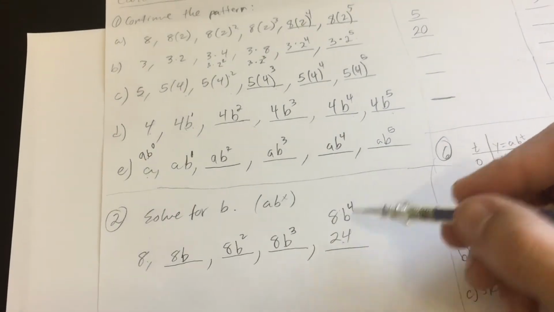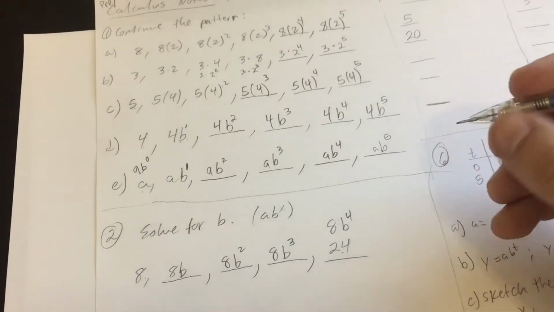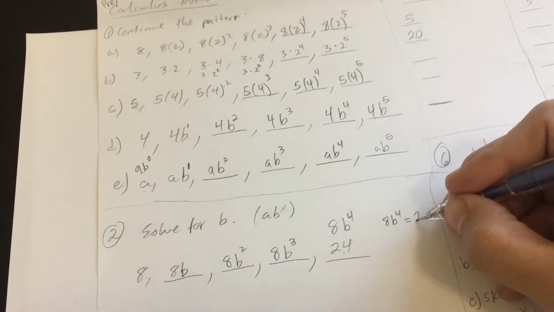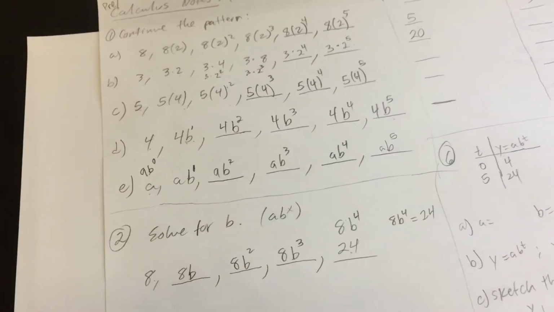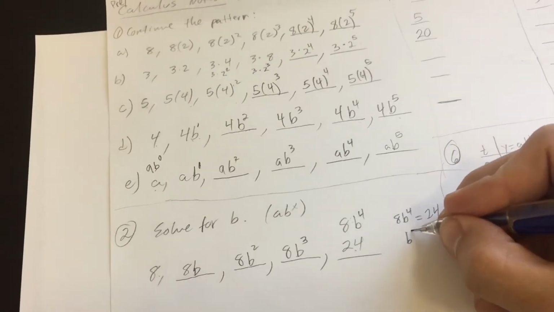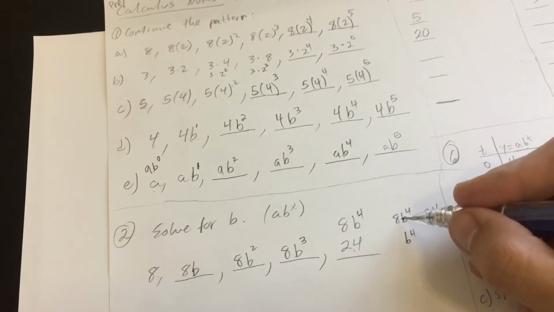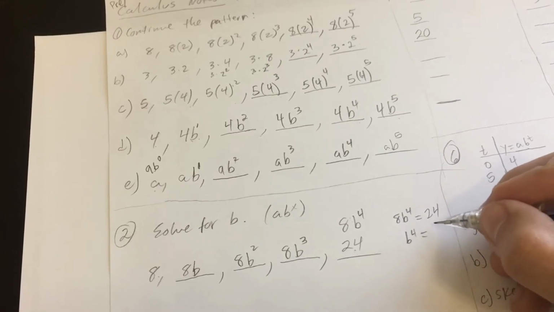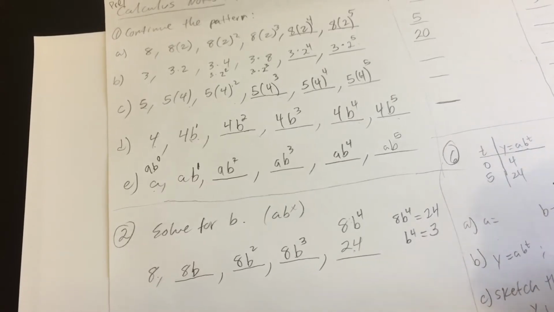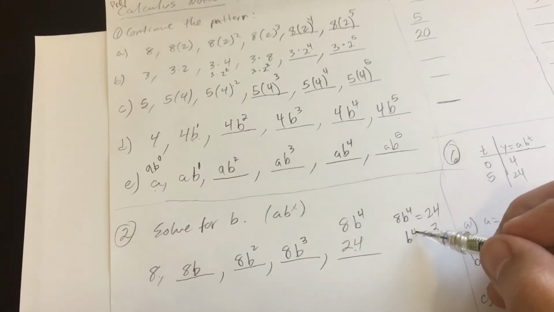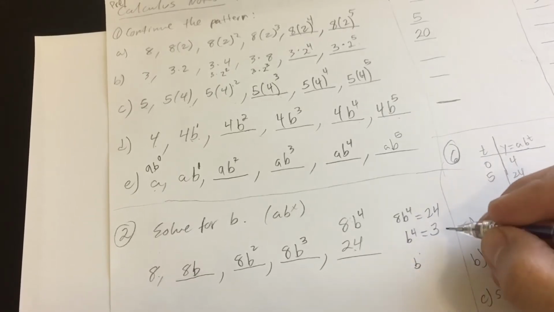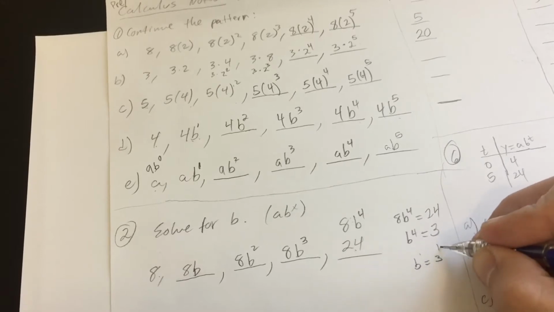So that means these two are equivalent. Therefore, we can write an equation. The equation would be a times b to the fourth equals 24. And we can perform some algebra there and solve for the value of b. Undo multiplying by 8, we divide by 8 on both sides and obtain b to the fourth is 3. And therefore, we want to undo the fourth power. We're going to take the 1/4 power, which is the same as the fourth root.